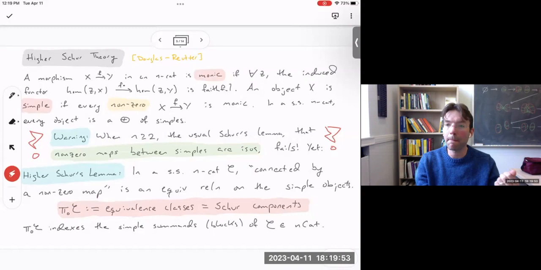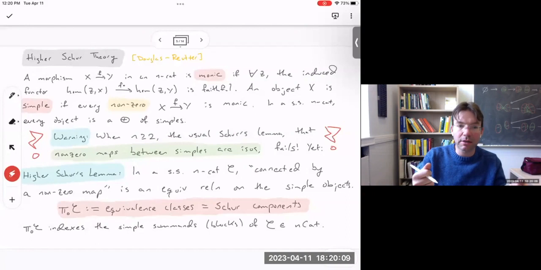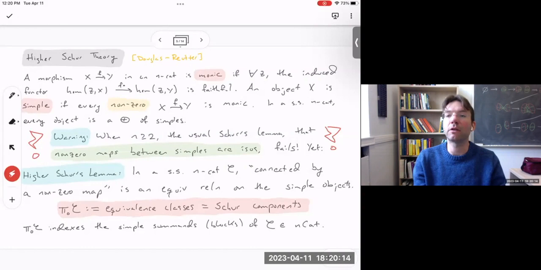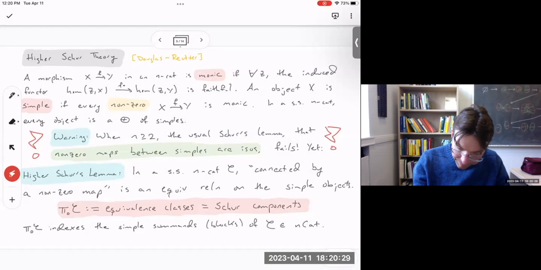But a version still survives. The version that survives is that although there are different simple objects which are connected by non-zero maps, this notion of connectivity is an equivalence relation. It's just a coarser equivalence relation than isomorphism. That's what Douglas and Reuter call the higher Schur's lemma. It's the statement that being connected by a non-zero map is an equivalence relation on the simple objects.